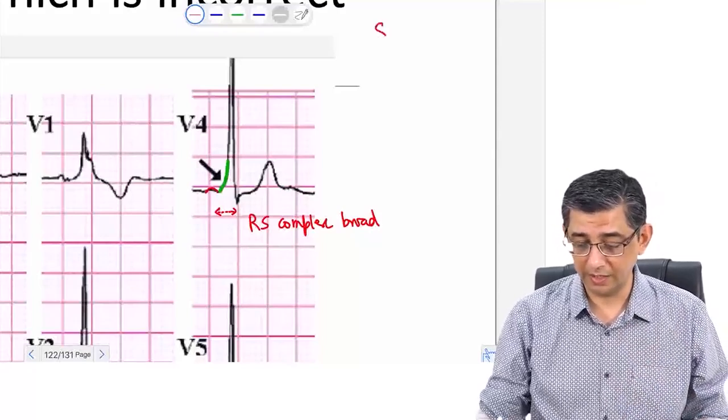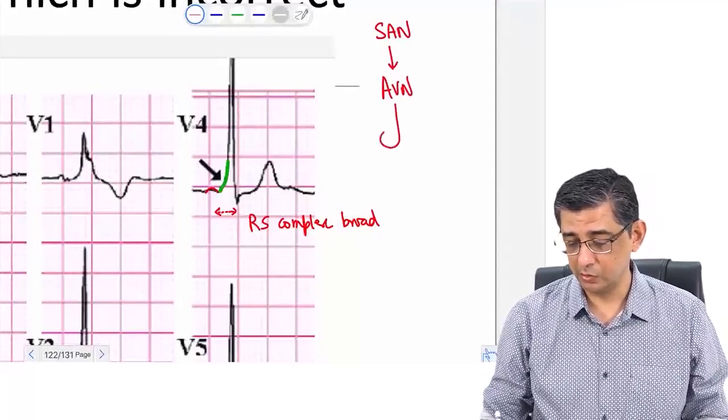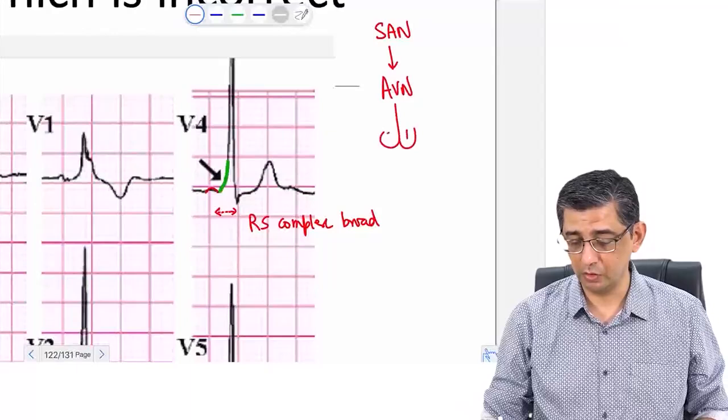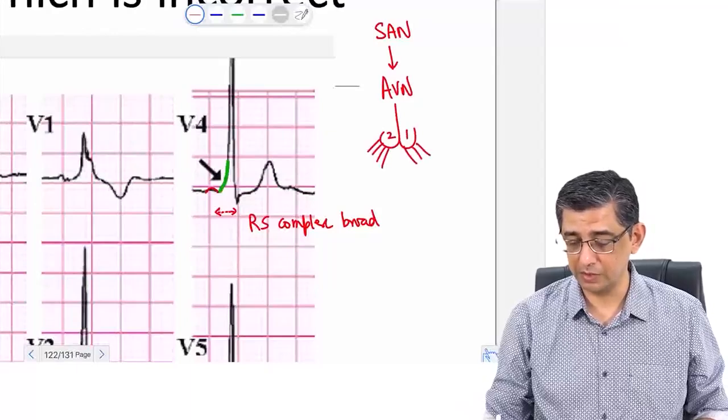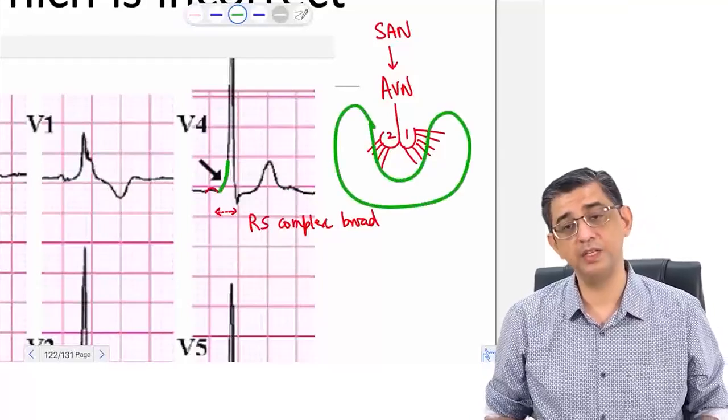In fact, I can just draw a line diagram to highlight this, though it has been highlighted in the main lecture also. You see, the current will flow like this: SA node, AV node, bundle of His, then to the left fascicle, right fascicle. This is going to be the Purkinje network, and this that I have highlighted is the cardiac muscle.